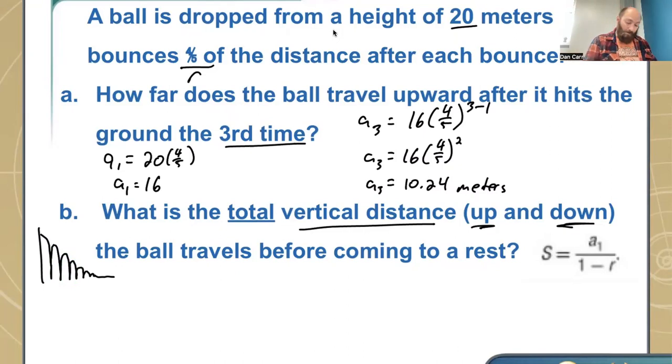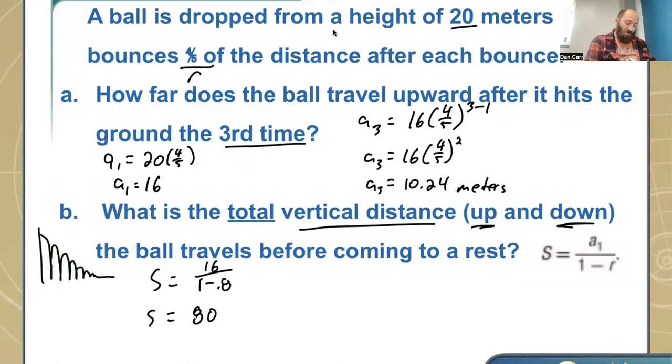I've got everything I need here. So the sum of taking a sub 1, which is 16, divided by 1 minus, I could do 1 minus 0.8 because that's the same as 4/5. So if I find this sum, I'm going to take 16 divided by 0.2, and that comes out to 80. 80 is representing how many meters it's traveling up in all of the sequences.